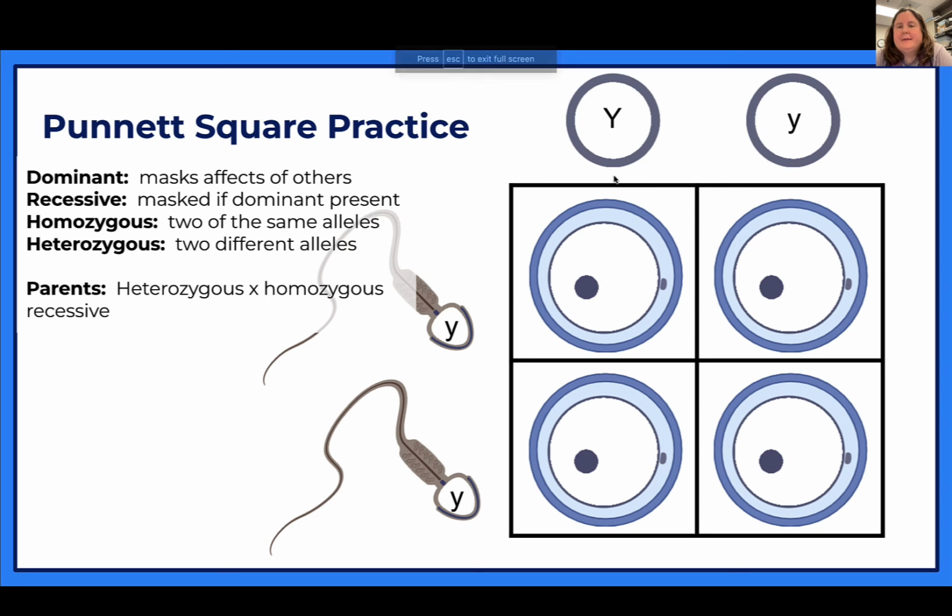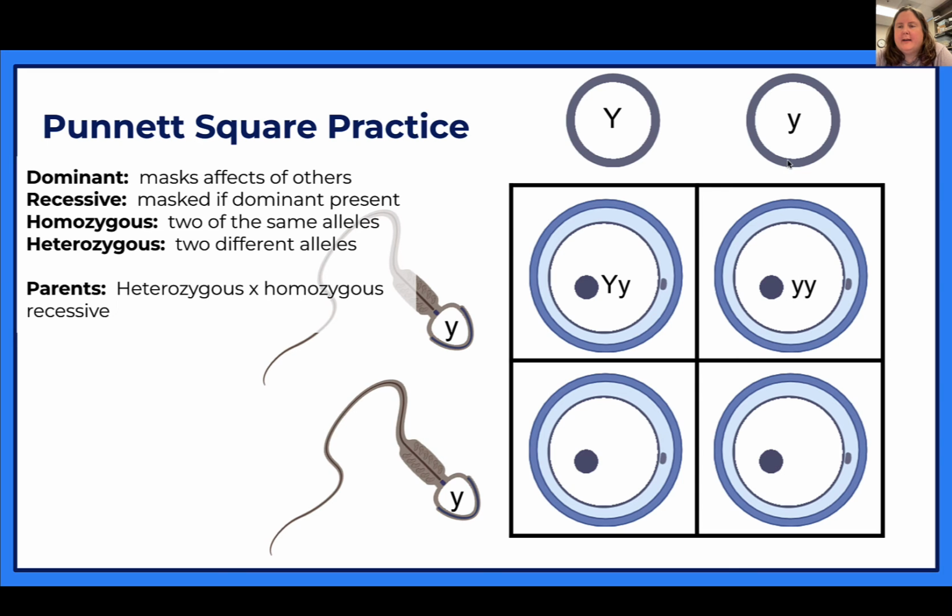All right, so if the egg has a capital Y and the sperm has a lowercase y, so dominant and recessive, then what's going to happen is the offspring is going to be capital Y, lowercase y. In this case, they're 2 different alleles. So that means that this egg is heterozygous.